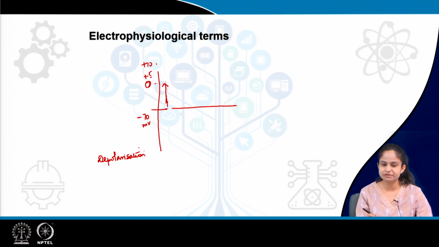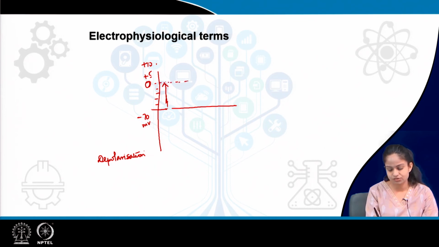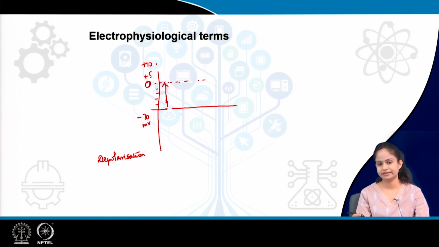That means the resting membrane potential is moving from the negative towards the positive side. That means from -70 millivolt, it is moving towards 0. It is -60, -50, -40, -30, and it will move towards 0. Now, 0 is usually considered the isoelectric voltage or the threshold voltage.